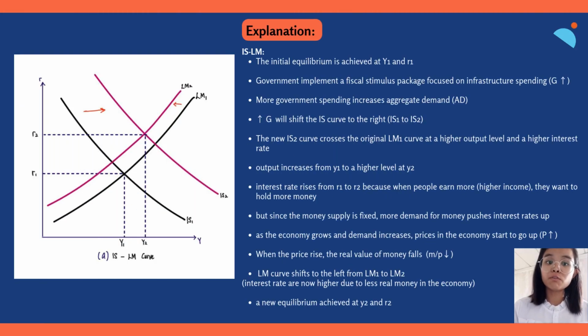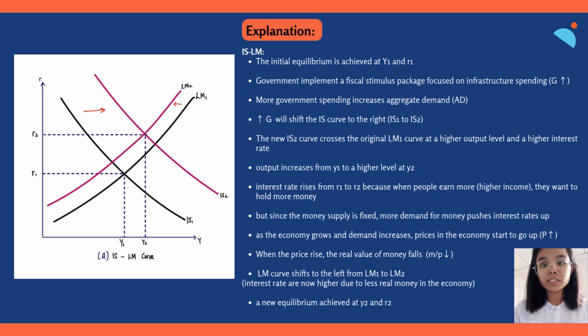About the IS-LM curve first: at the beginning, the economy is in equilibrium at point Y1 and interest rate at R1. So when the government implements a fiscal stimulus, in this case increasing infrastructure spending, this means that government spending, which is G, will increase, and this spending will increase aggregate demand, which will shift the IS curve to the right from IS1 to IS2. As a result, output in the economy will rise from Y1 to Y2.